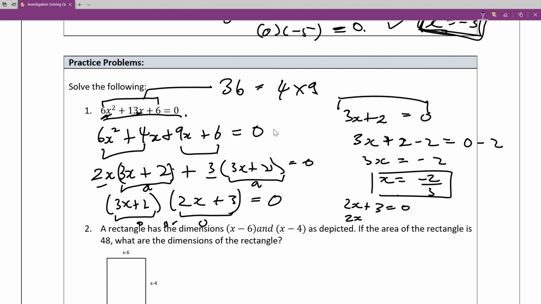And then the other one is 2x plus 3 equals 0. So again, you subtract 3 on both sides, and then you get 2x is equal to negative 3, x is equal to negative 3 over 2. So that's the other answer. Awesome.